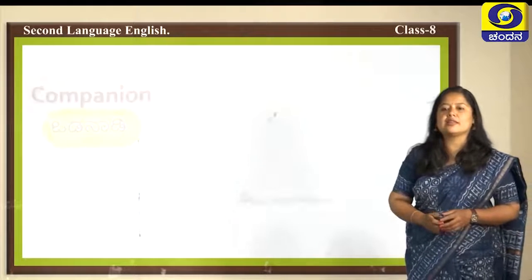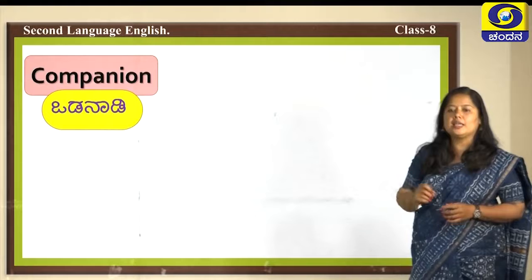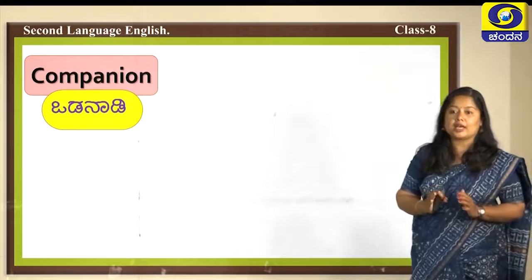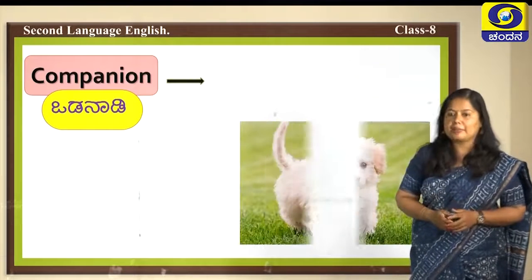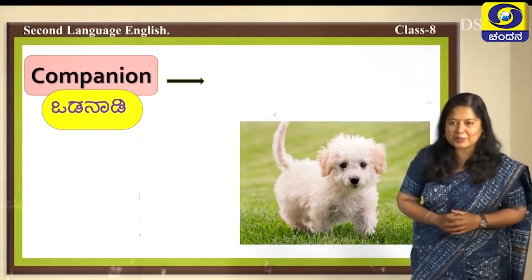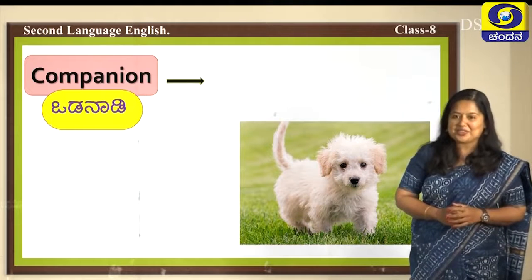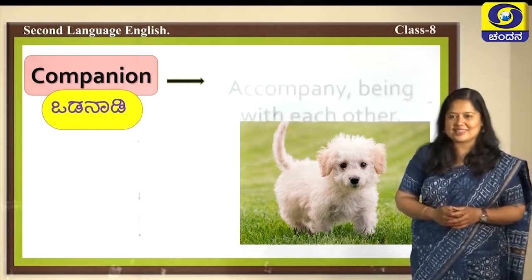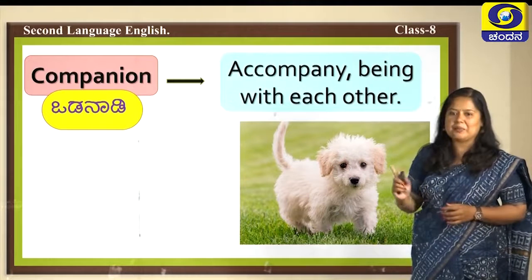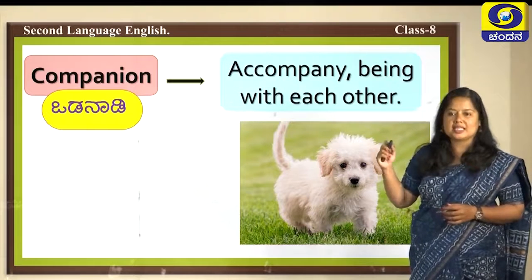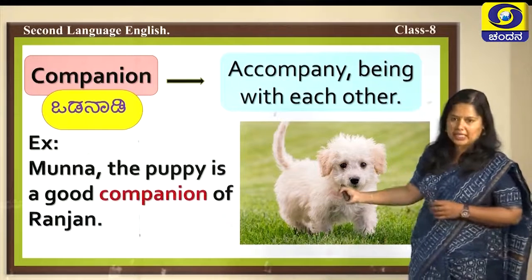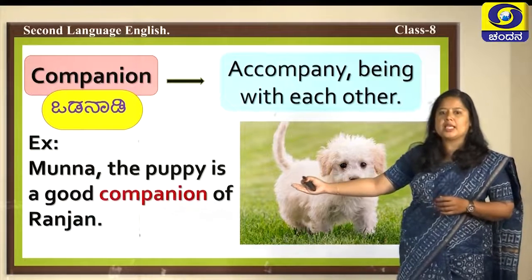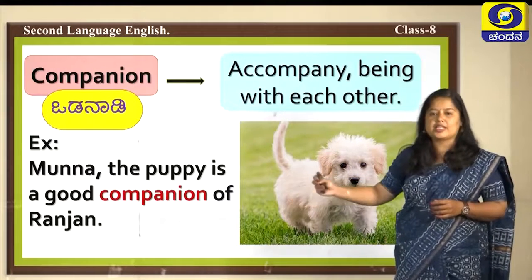So, the next word comes companion, odanadi athava jotegara, jotegarti. Children, we have a picture here. Don't you love this puppy? Of course, all of us love puppies a lot, and it's a very good companion to us. So, companion is accompany, being with each other. So, our sentence can be like this: Munna, the puppy, is a good companion of Rajan.